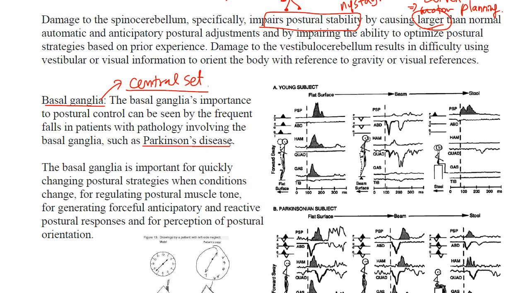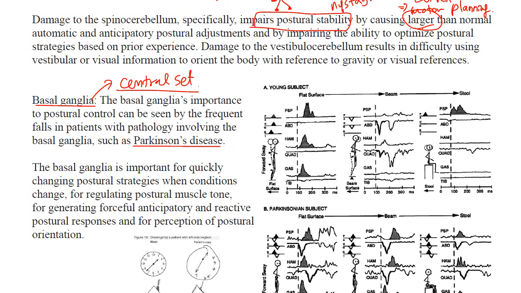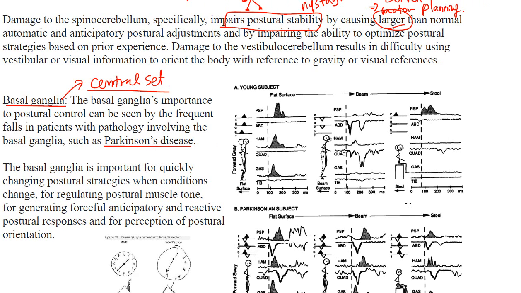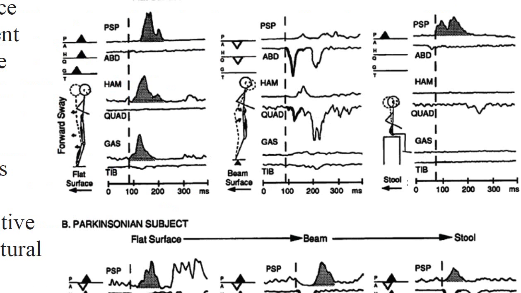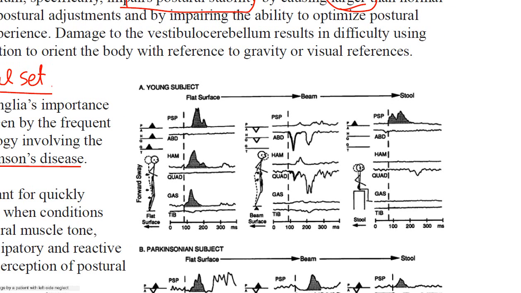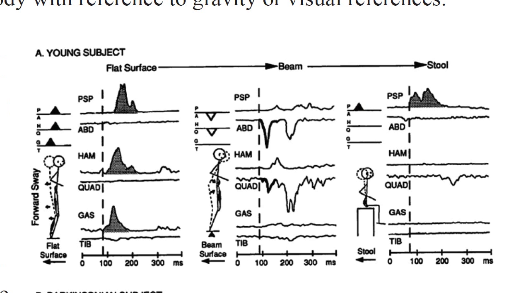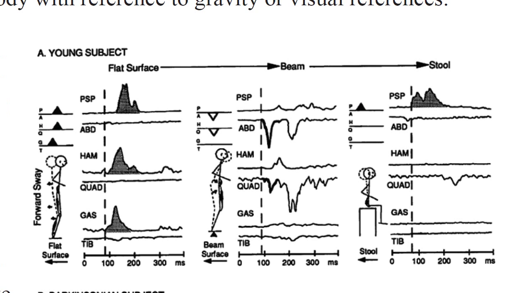In Parkinson's disease, there is damage to the substantia nigra, a part of the basal ganglia, and as a result, dysfunction of basal ganglia can be seen in the postural control. So let's have a look at the difference between young subjects and Parkinsonian subjects in controlling the disturbance of posture. So this case shows you the moving of the platform in three different ways.